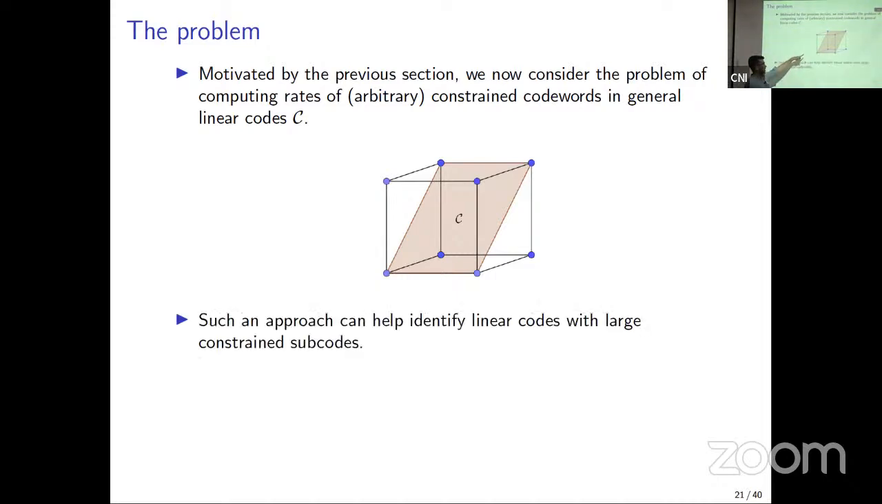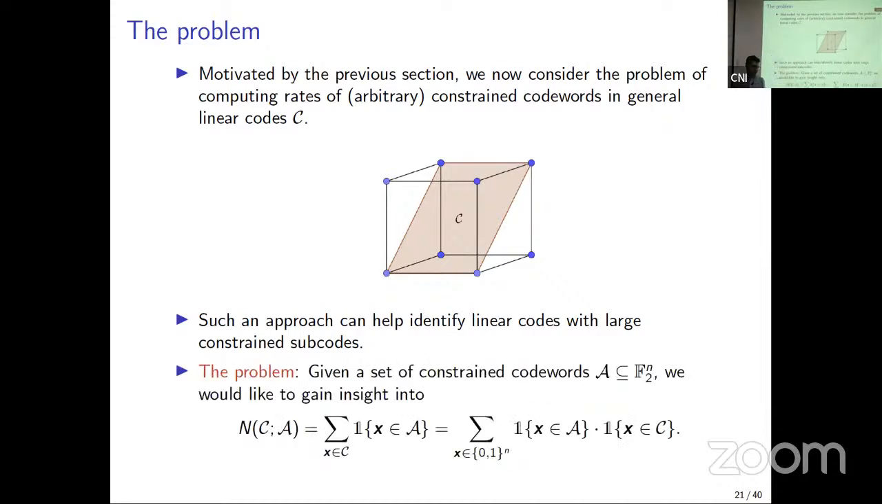So you have a linear code here, C, and you want to count the number of constrained code words that are present in that. This problem, we approach it from an angle that hasn't been viewed from in the entire history of constrained coding, for some weird reason. So the argument is very simple.